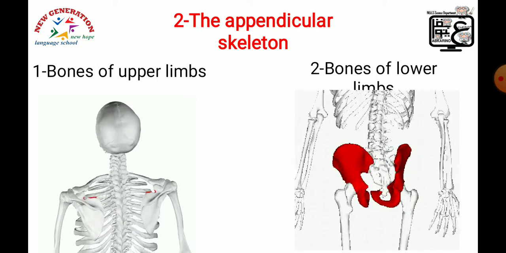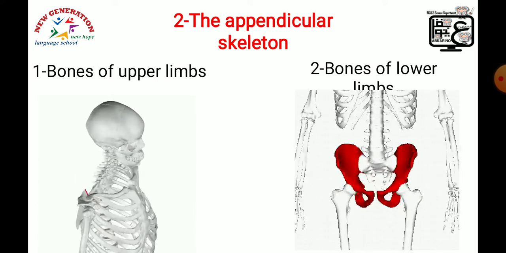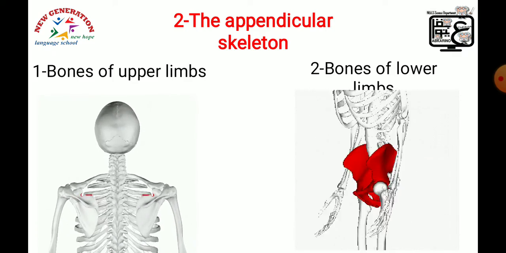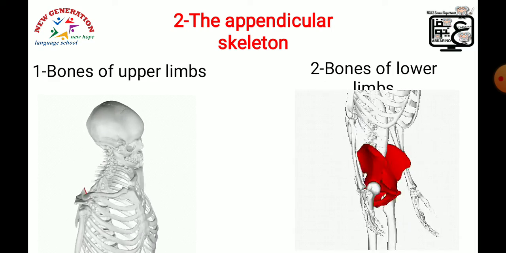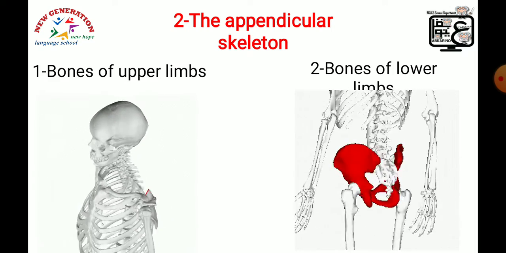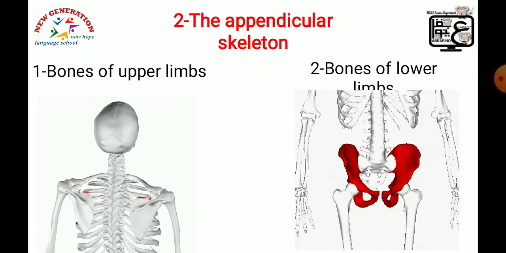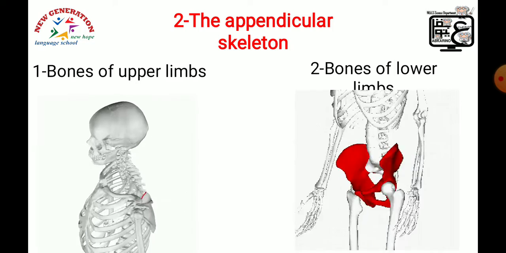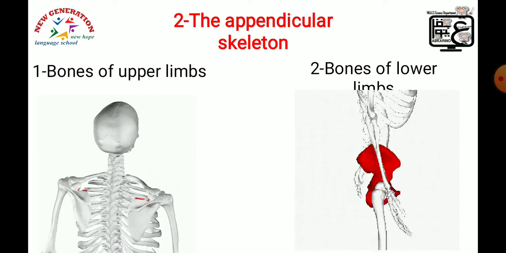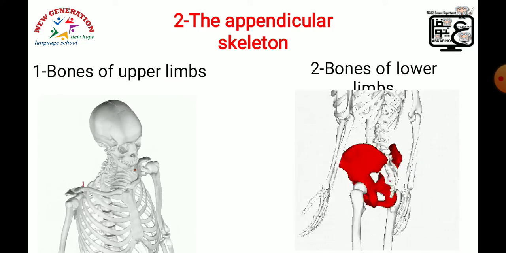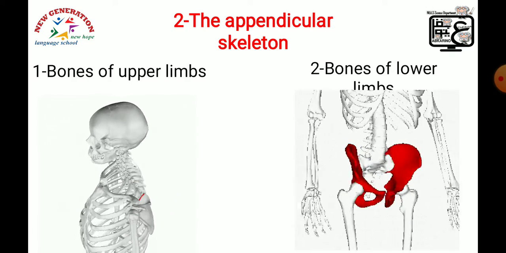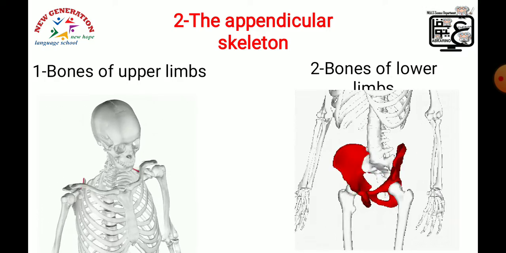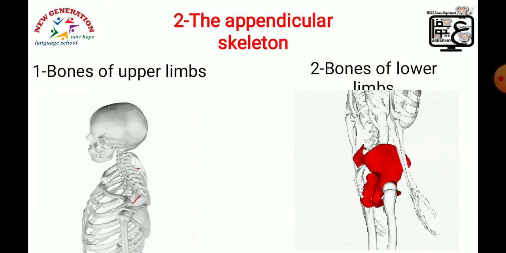And number 2, bones of lower limbs. They are connected to pelvic bones, as you see in this picture, the red part. This is called pelvic bones. Okay? Why? To allow walking, running, standing, and carrying the rest of the body. Again, to allow walking, running, standing, and carrying the rest of the body.